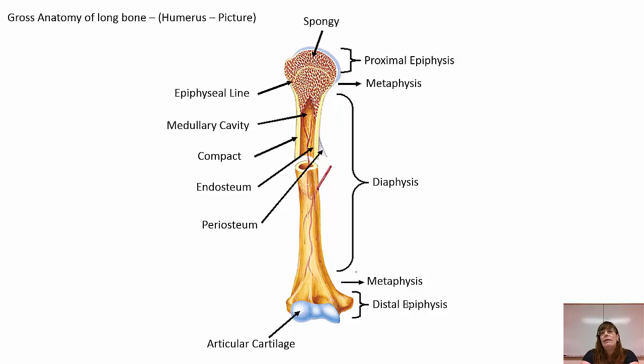The medullary cavity, the hollow center, compact bone is what basically makes up the medullary cavity. The endosteum lines the inside of the medullary cavity, and you can see the blood vessels going through. The periosteum is the outer covering, and that is everything.